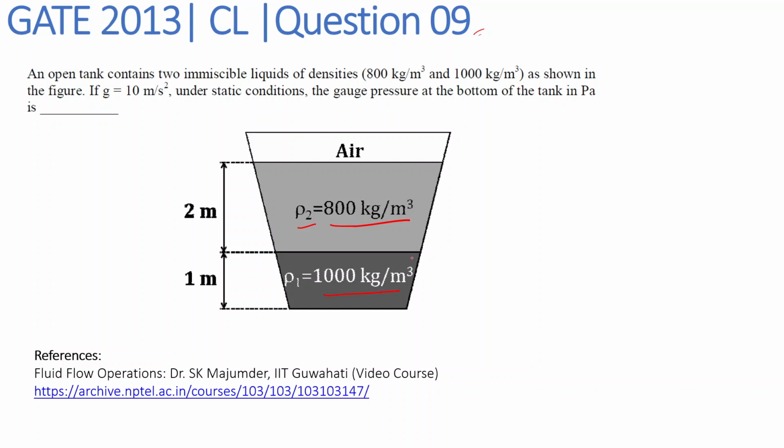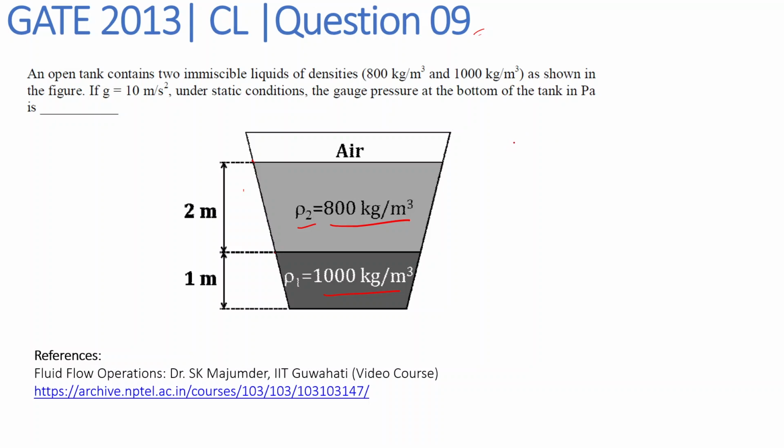So the fluid with density 1000 kg per meter cube is filled up to 1 meter, and the fluid with 800 kg per meter cube is filled from height of 1 meter to height of 3 meter. That is the total height occupied by the fluid ρ2 is 2 meter. So we have to calculate the gauge pressure at the bottom of the tank.